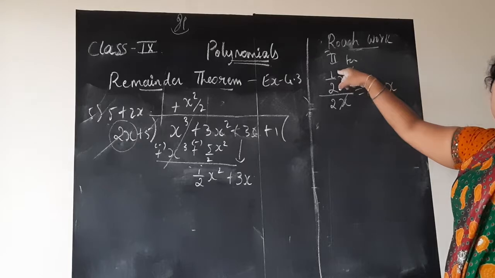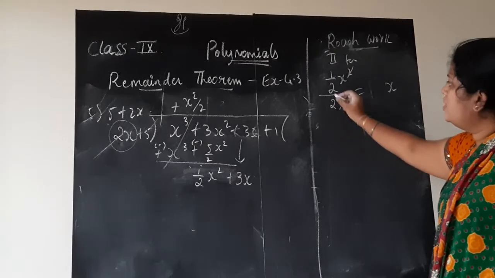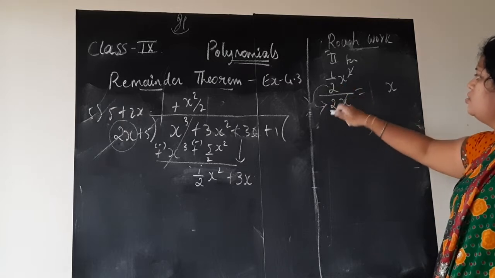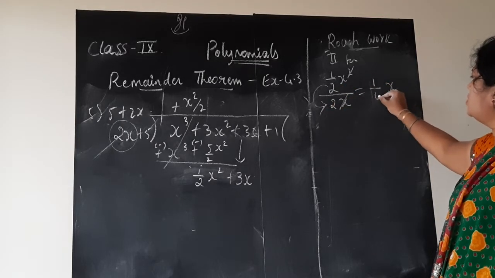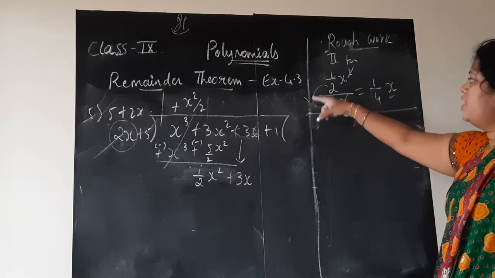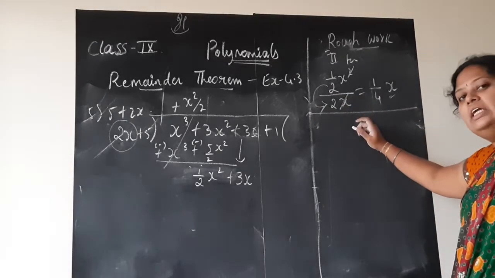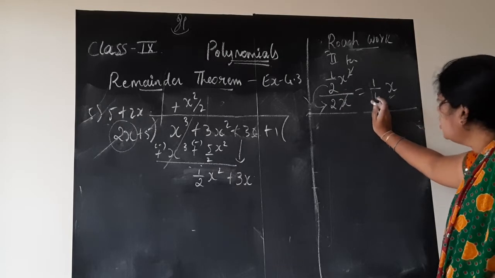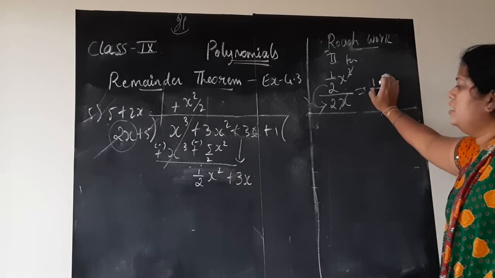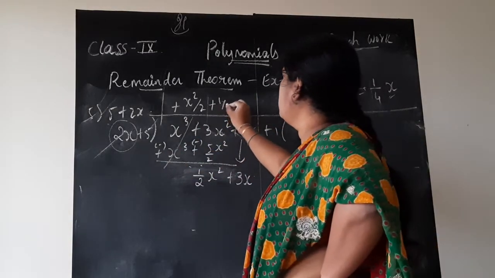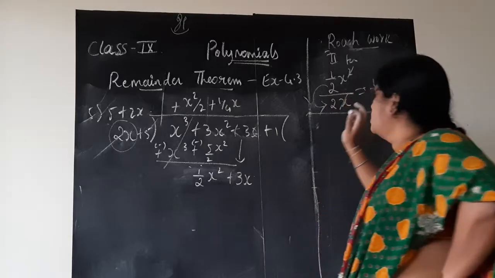Here there is a fraction, with the numerator and denominator. In that case, don't worry, just multiply this 2 with this 2. 2 twos are 4. We got 1 by 4x. This 2 you are multiplying with the denominator, so 2 twos are 4. 1 by 4x we got, so in the quotient place we have to write 1 by 4x.